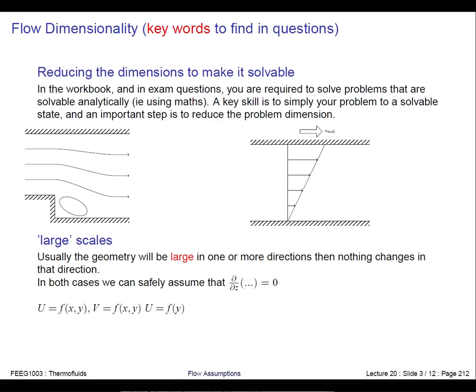Okay, so your key problem in terms of answering questions for this module is to make your flow problem solvable. So you're going to get a paragraph of text, and you need to have the knowledge to be able to simplify it. So you need to start looking through the questions, and you need to try and find the keywords in the question, and you need to know what they mean. And this lecture is really about what these things mean.